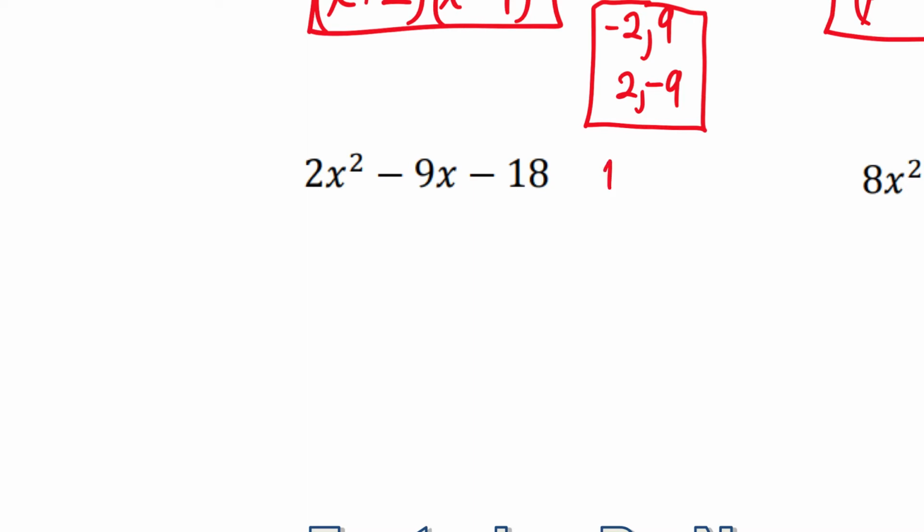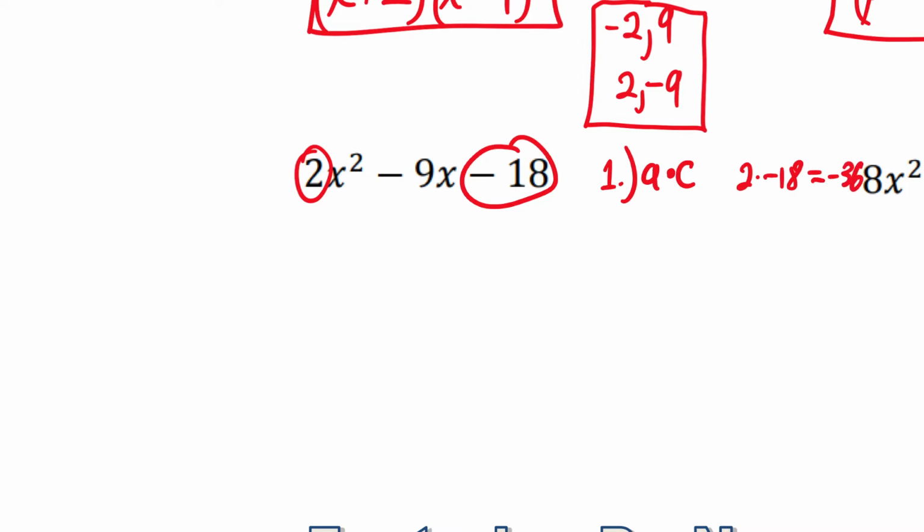The first thing we need to do, remember, is we need to multiply the a times the c. So the a coefficient times the c, so 2 times negative 18. And what is 2 times negative 18? Negative 36.